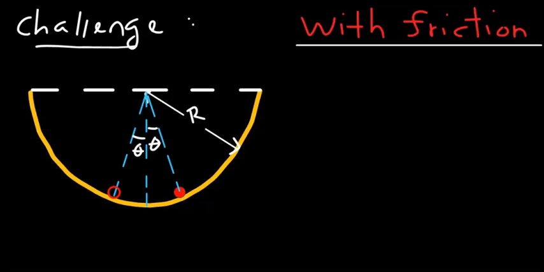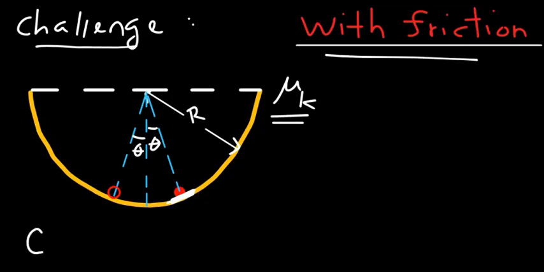Now let's assume that this track has friction associated with it, which means while this object is moving on the track, there is friction between the surface of the object and the surface of the track. Let's assume the coefficient of kinetic friction is mu k. Can you write down the equation of motion for this case? Of course, you can use either the force or the energy method to do it.